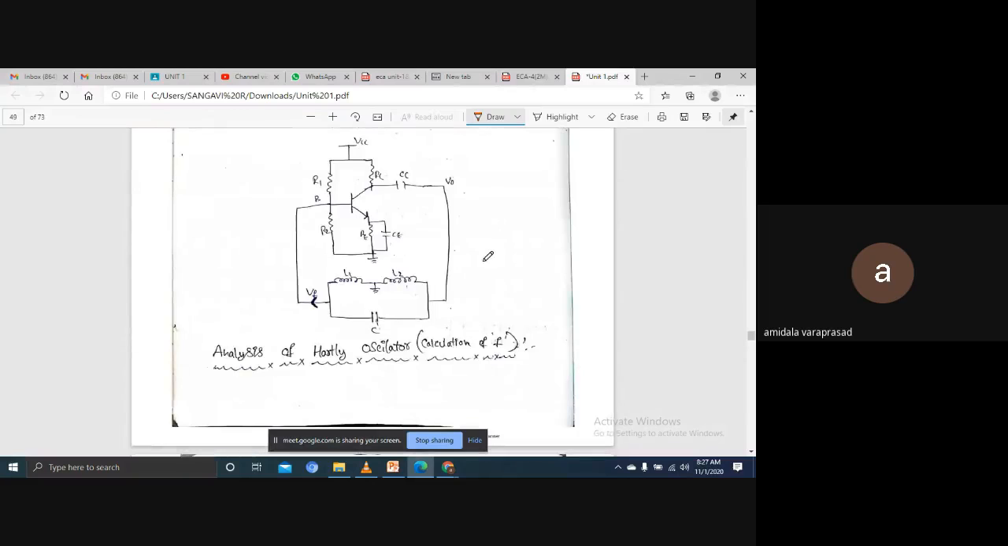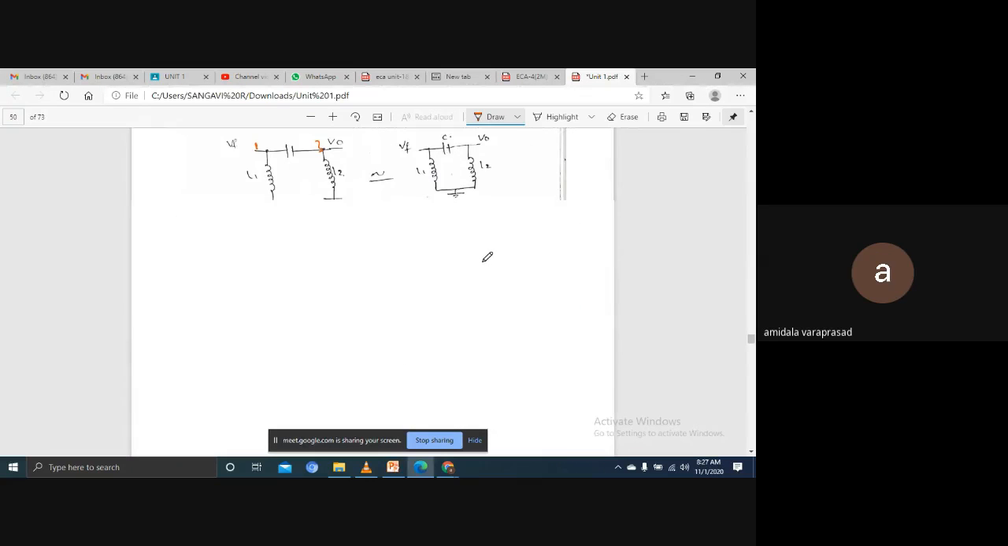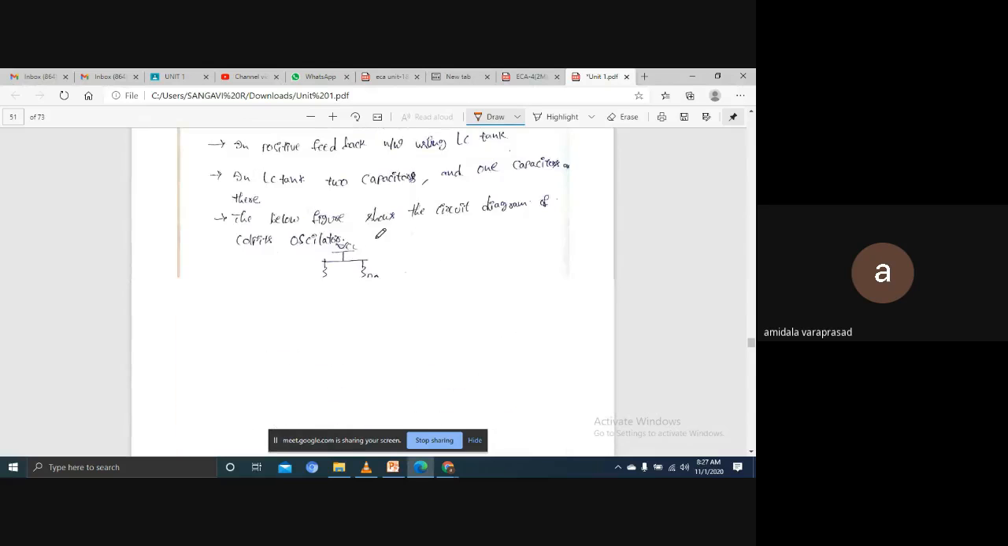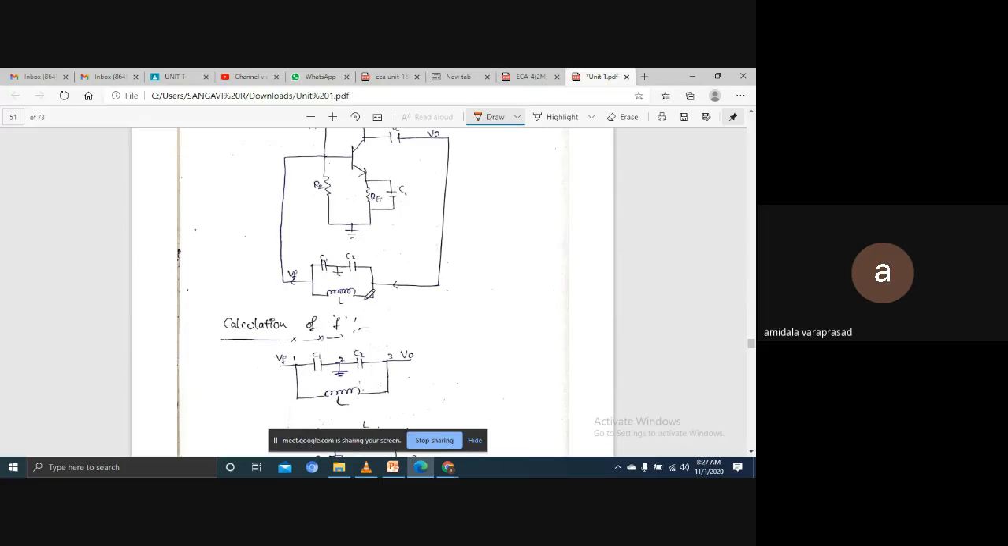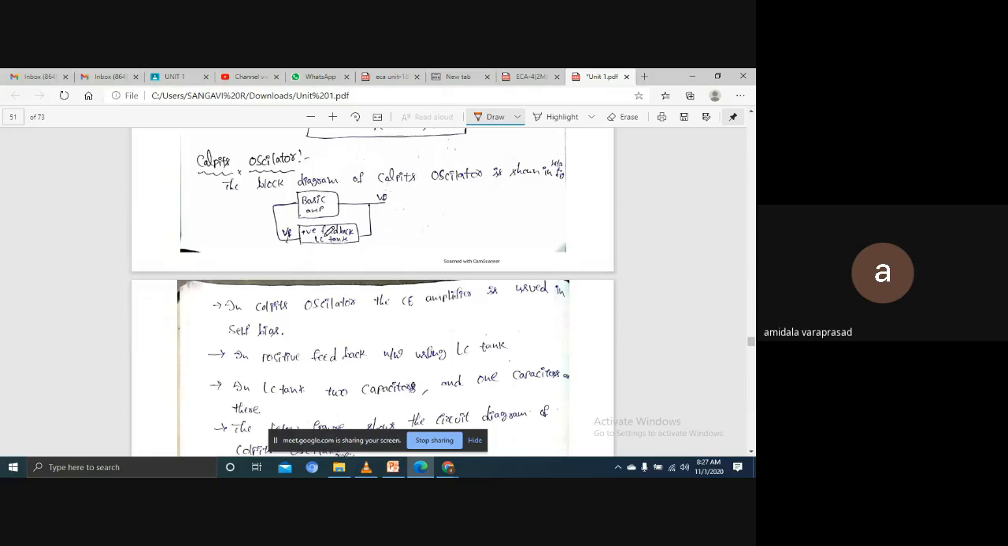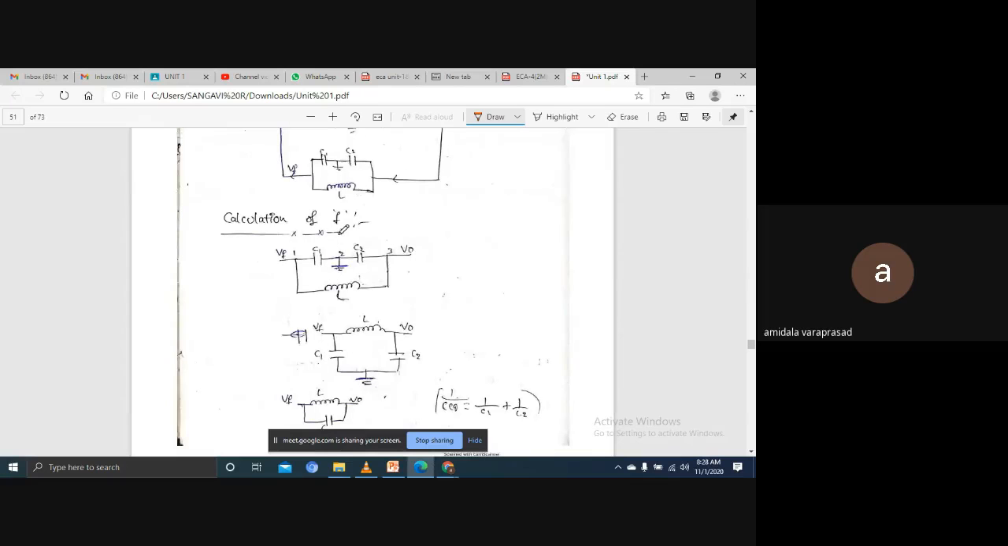Colpitts oscillator. Hartley and Colpitts oscillator, what is the difference? Here there are two inductors and a capacitor. In the place of inductors, here two capacitors are there and one inductor. In the same way, the basic amplifier is CE, and for the positive feedback network we are going to use an LC tank. Now to calculate the frequency, same thing. Here this is node 1, node 2, node 3. Here also, this is node 1, this is node 3, and this is node 2.